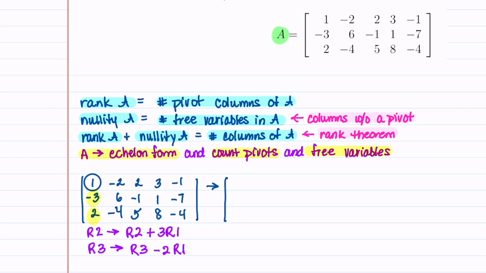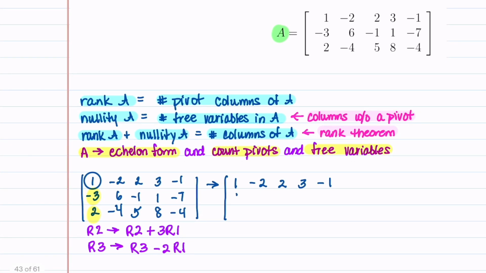Our first row is going to stay the same. Now we're going to multiply our first row by 3 and add it to our second row, so we get a 0. We have a minus 2 times 3, which is a minus 6, plus 6 is 0. We have a 2 times 3 is a 6, minus 1 gives us a 5. And then we have a 9 plus 1 is 10. And then a minus 3 minus 7 is minus 10.